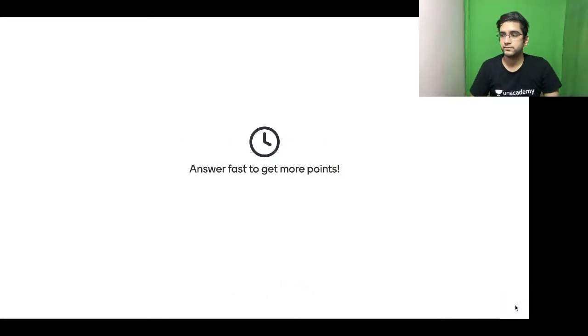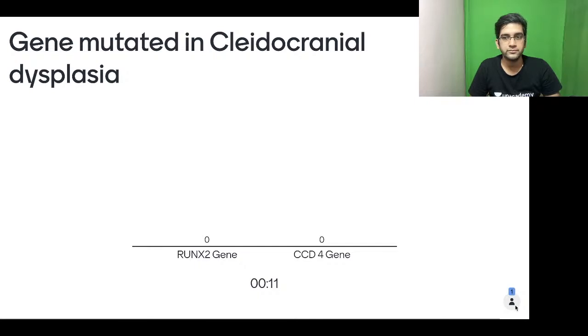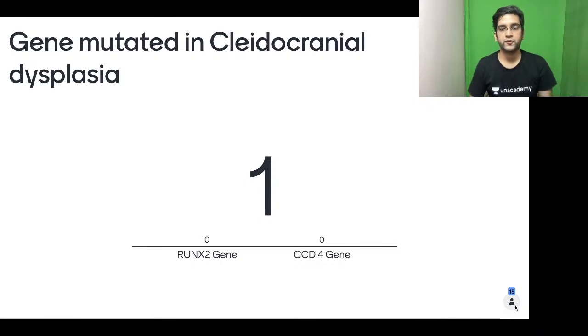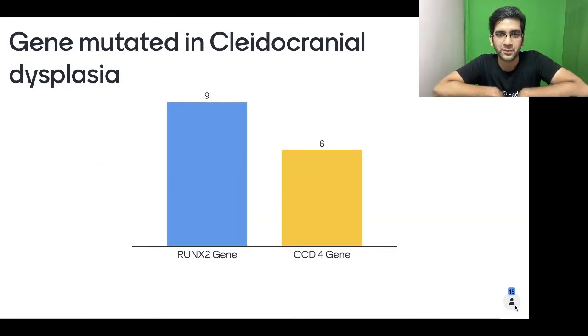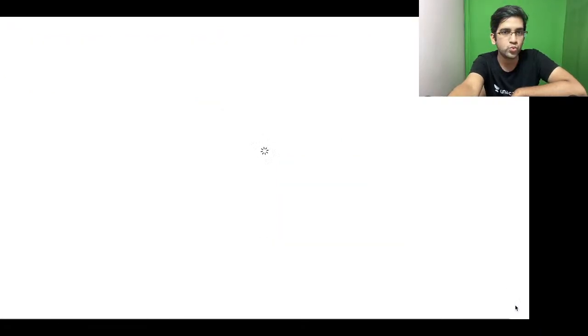Okay. Last 2 seconds. I think the poll will be a lopsided one this time. Great. It's not CCD4. I don't think so. There is a gene called CCD4. RUNX2 is mutated in cleidocranial dysplasia. RUNX is also a gene mutated in your AML, translocated AML. So the gene, if it's mutated in an inherited way at birth, can result in cleidocranial dysplasia. Fine. The next one, last two.